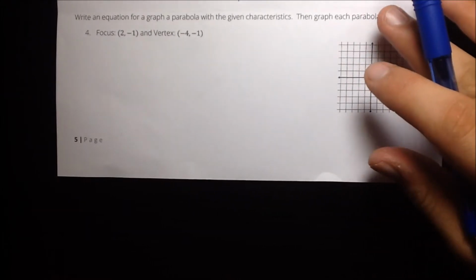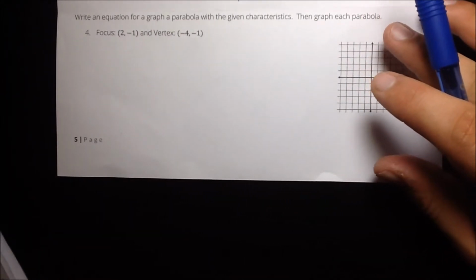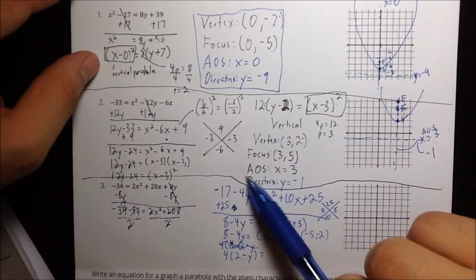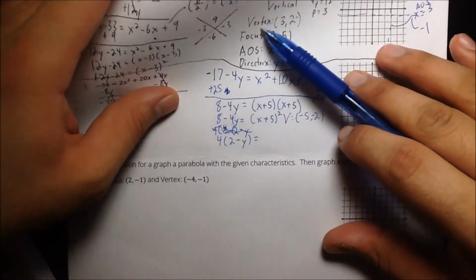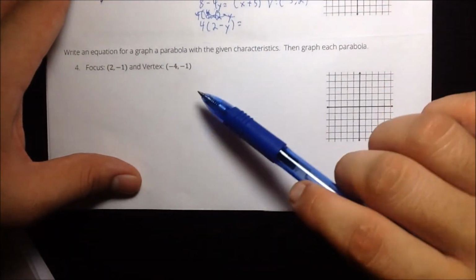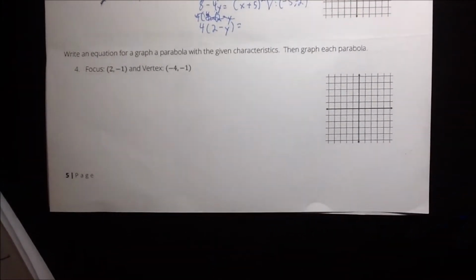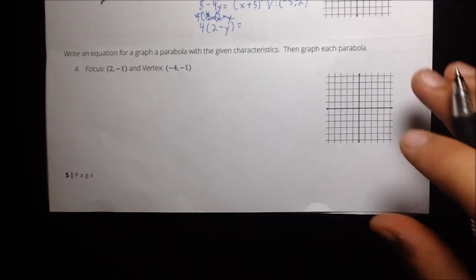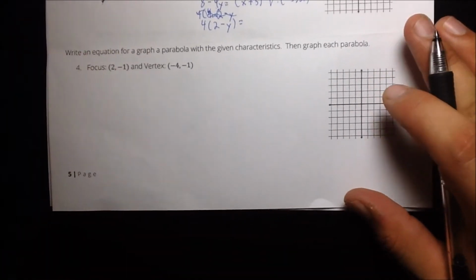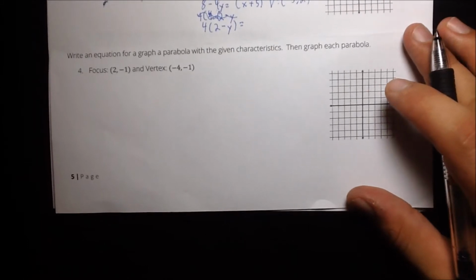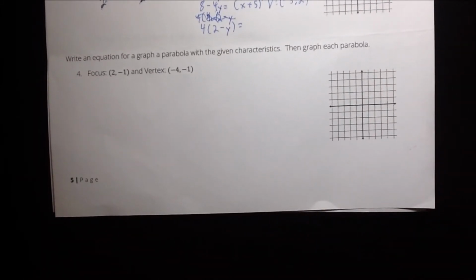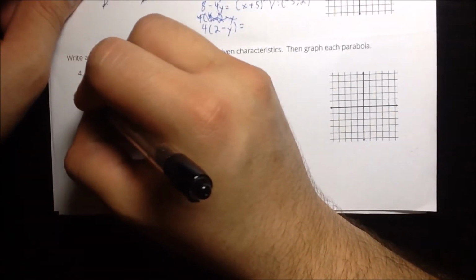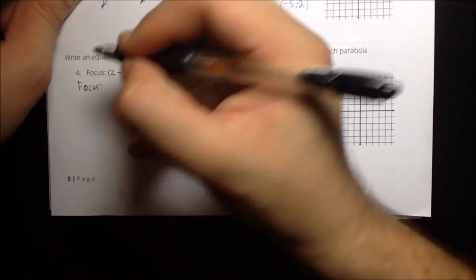Okay, number 4 is a different type of problem than the ones we've done, because in the ones we've done, again, we were given an equation and then asked to find all the information about it. In 4 through 6, we're going to be given some information and then asked to use the information given to us to figure out what the equation is. So it's a different process, but it's not that bad. It really isn't. Okay, so let's do it. So the focus, we can see. Wait a minute.